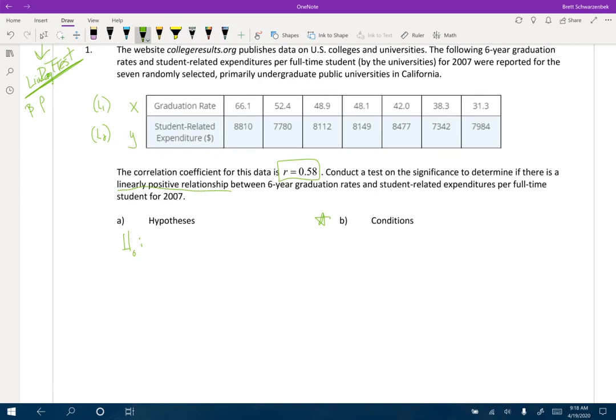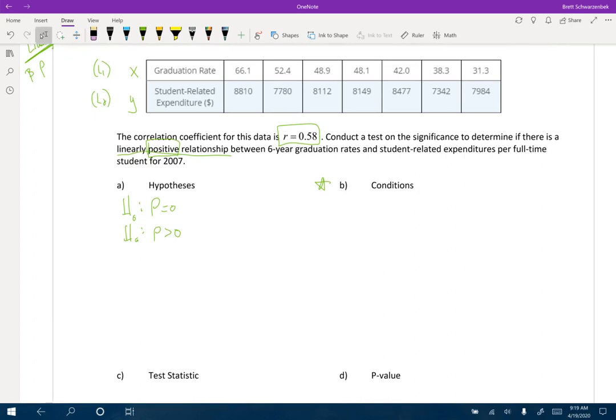This is always going to be rho is 0, which implies that there is no linear relationship, or linear correlation relationship, same thing, between the two variables. But what's the alternative? Well, the keyword here is positive. So we're dealing with rho is greater than 0. Okay, now these are the hypotheses, but what are the conditions?